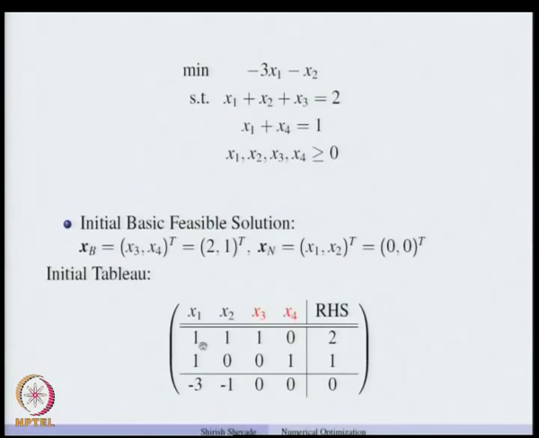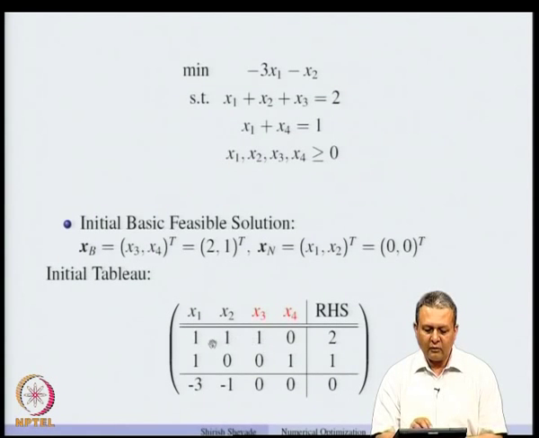So, this is the A matrix that we have got associated with this constraint set, and the last two columns basically denote the identity matrix. The last 2 by 2 matrix of A gives us the basic feasible solution. This row corresponds to x3 and this row corresponds to x4 in this particular matrix. This is also called the tableau. So, x3 equal to 2 and x4 equal to 1 is the current basic feasible solution. x1 and x2 are 0.